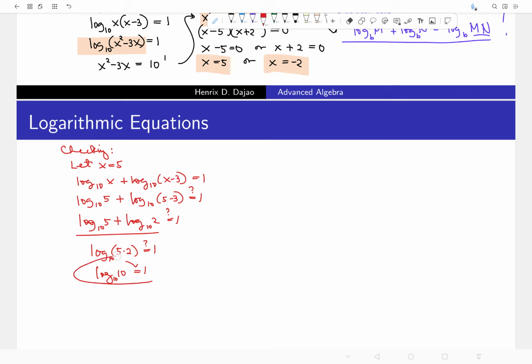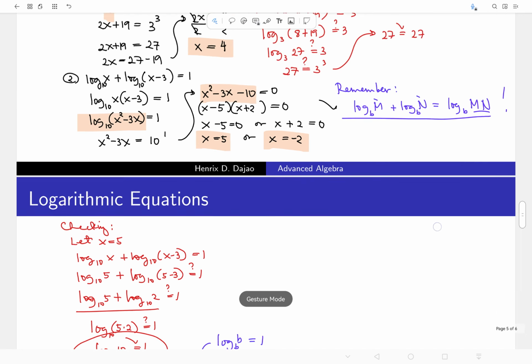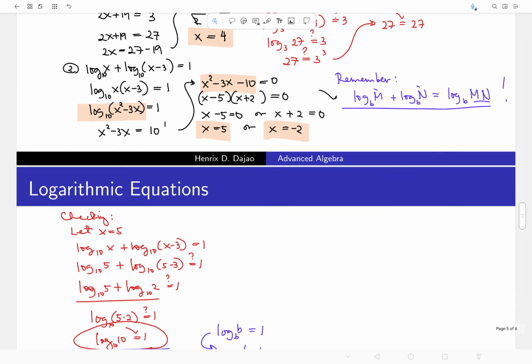Because this is actually where we are going to apply the property. If you can still remember last time that there is a property, log b of b, that's equal to 1. Because equivalently, this means b raised to 1, which is b, right? So, of course, that's b equals b. So here, we've already verified that x is indeed a value of our equation, which is this one.